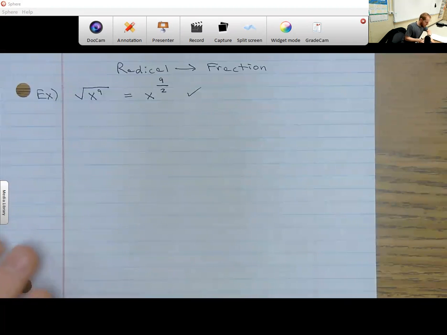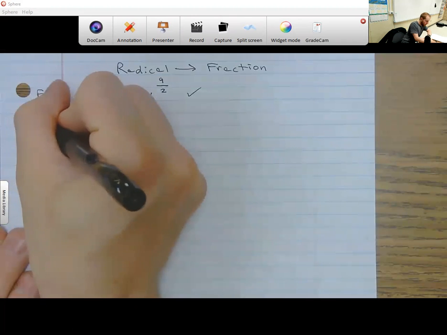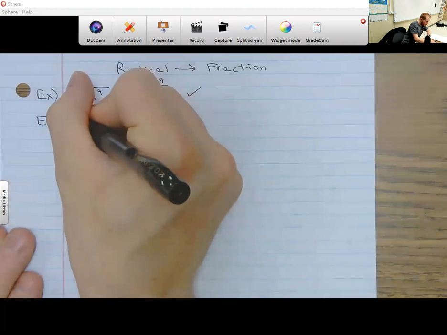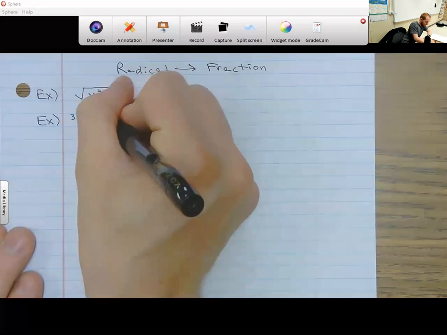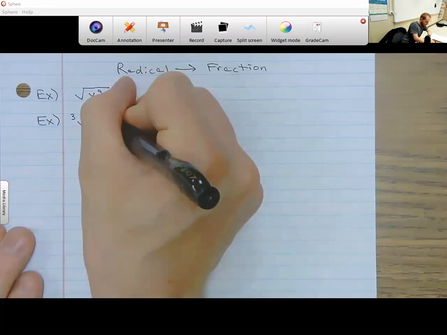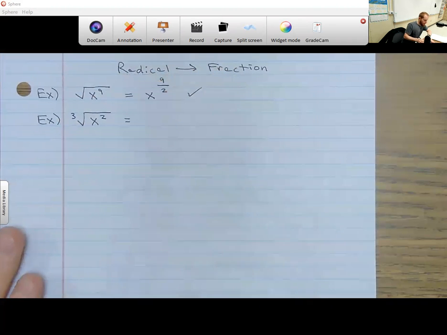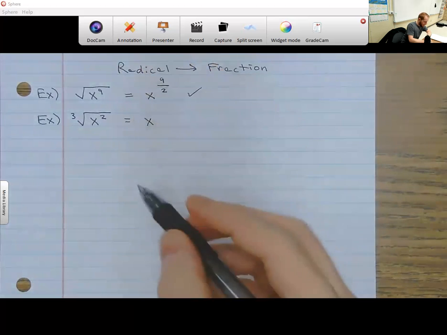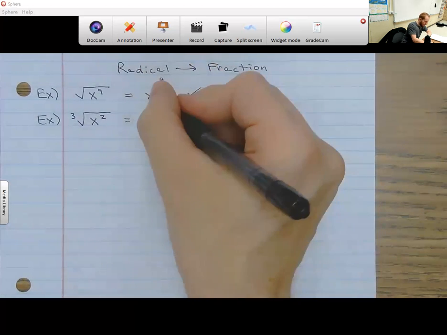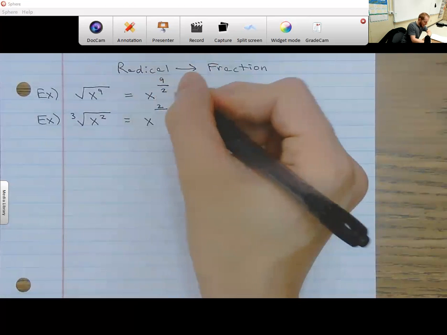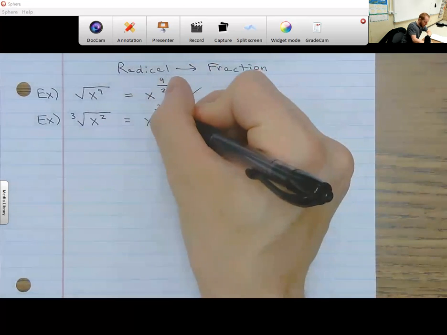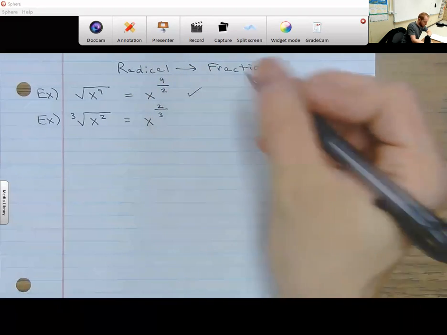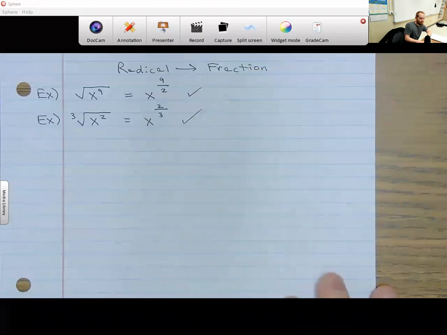Okay. Let me show you one where there actually is an index. Cube root of x squared. Okay, so how would I write this as a fraction? Well, I'm going to have my variable x. The inside is a 2, so that's going to become the top of the fraction. My outside is 3, so that's going to become the bottom of the fraction. So x to the 2/3 power, and we're done.